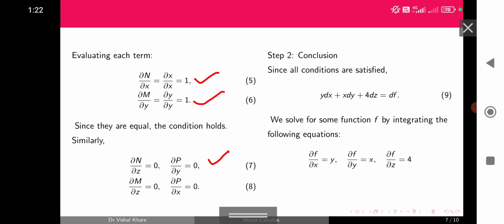The third equation tells us ∂f/∂z is equal to 0 plus dh/dz is equal to 4. Integrating this, we get h(z) is equal to 4z plus c. So, putting this value in place of h(z), we obtain f(x,y,z) is equal to xy plus 4z plus c.